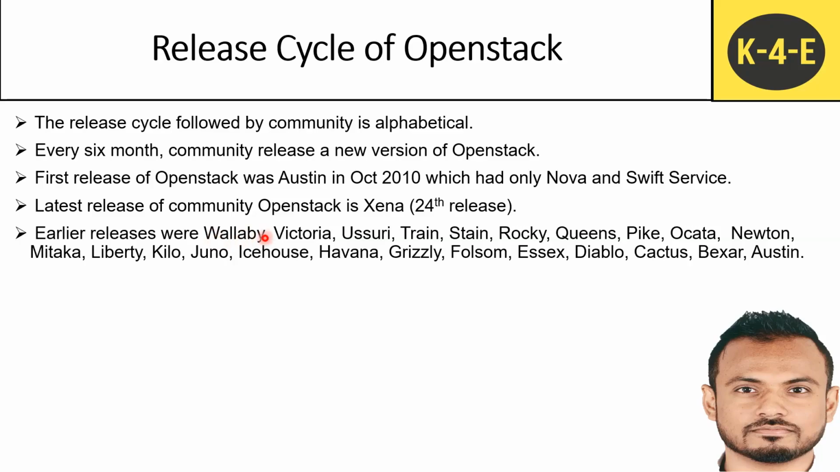So Wallaby, Victoria, Ussuri, Train, Stein, Rocky, Queens, Pike, Ocata, Newton, Mitaka, Liberty, Kilo, Juno, Icehouse, Havana, Grizzly, Folsom, Essex, Diablo, Cactus, Bexar, and Austin. These are the total releases of OpenStack available till now. And the latest one we can see at the moment is Xena. A new one is in progress. Next month it will get released. That is your Yoga. Yoga will be released in April. And this is the current one.